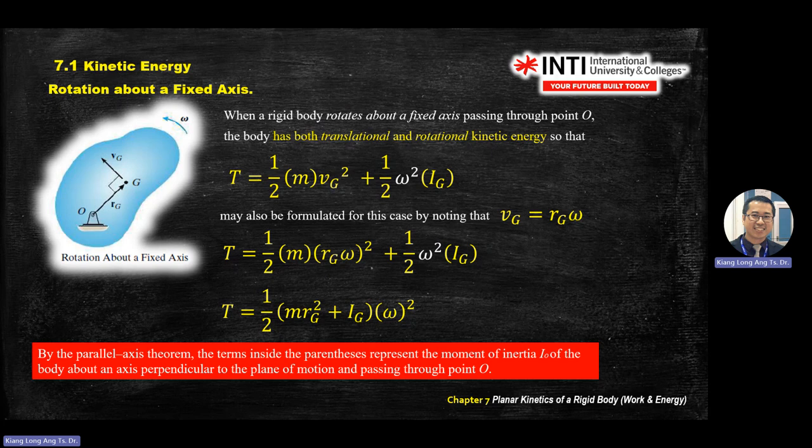So you can memorize this one as a general term. Every time you see a rotating body with a pin, and this one rotates, you write the full general equation, transform Vg into R omega, then factor out, and you arrive at this equation. In simpler form, T equals half IO omega squared.